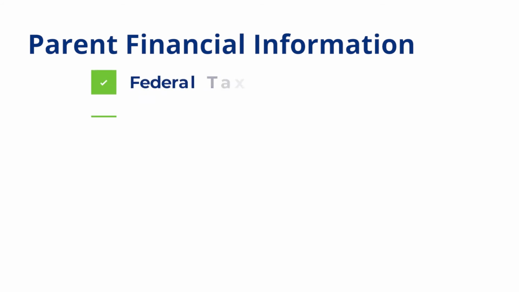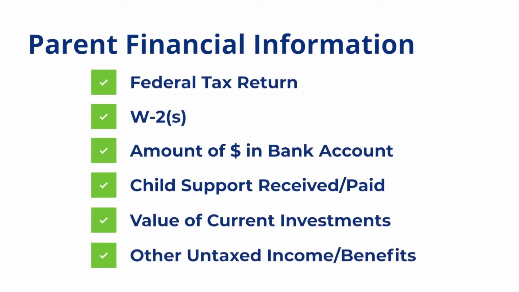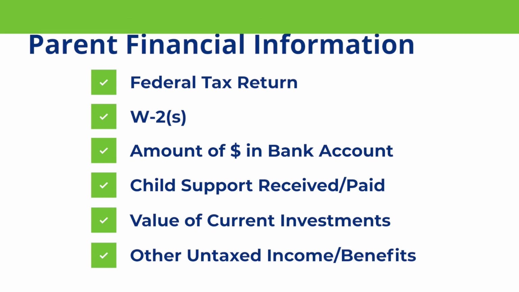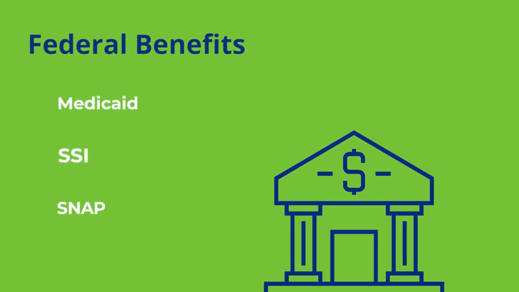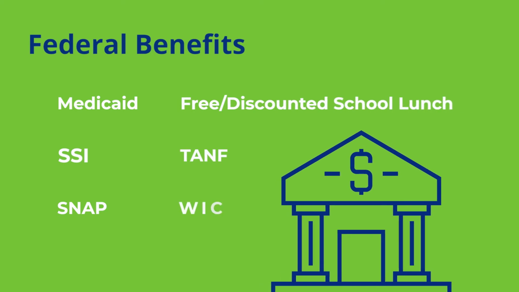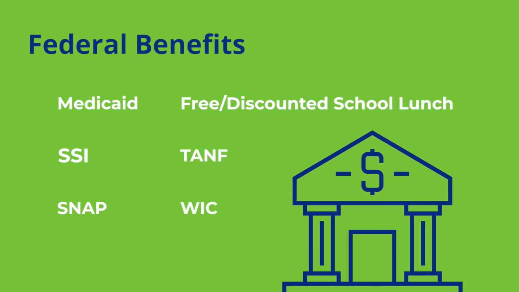Once you have gathered the necessary documents, you will also need some information about your parents' current finances. This includes how much money they have in their bank accounts, the amount of child support they may have paid or received, the value of their current investments, like stocks, bonds, and rental property, and any other sort of untaxed income or benefits they may receive. In addition, the FAFSA asks if your family receives any means-tested federal benefits, like Medicaid or SNAP, but you do not need to know the amount received.